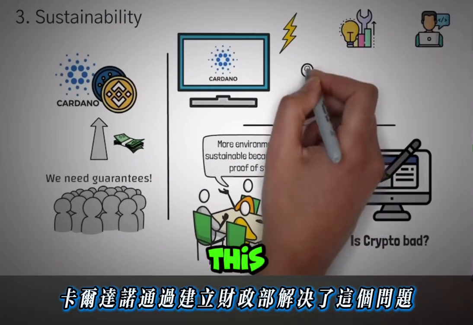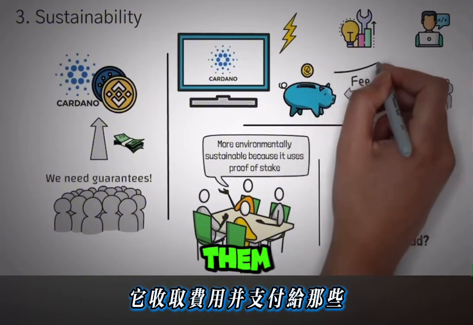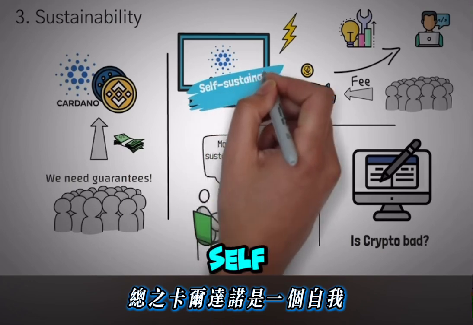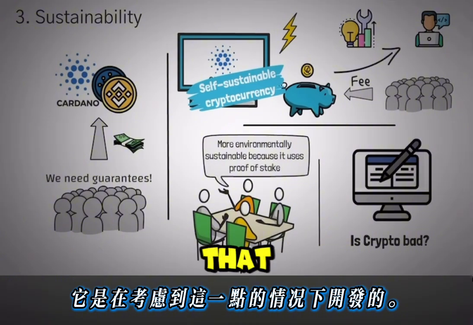Cardano solves this by establishing a treasury, which collects fees and pays them to those who make contributions to the network. In short, Cardano is a self-sustainable cryptocurrency that has intentions of improving itself in the future, and it is developed with that in mind.